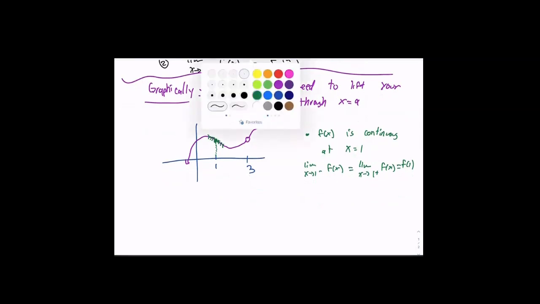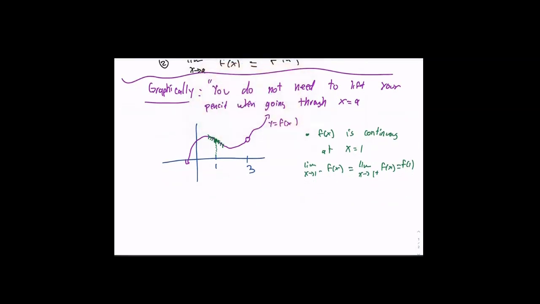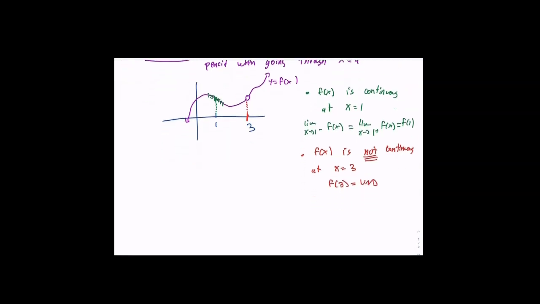However, if we talk about x equals 3 right here, is f of x continuous at x equals 3? The answer is no. It is not continuous at x equals 3. And the reasoning behind this is that f of 3 is undefined. So there is no value at f of 3.